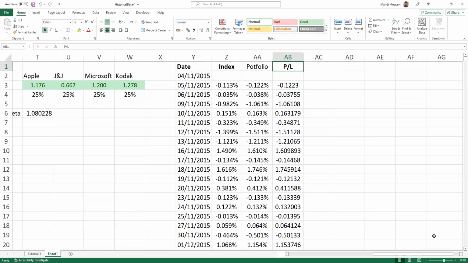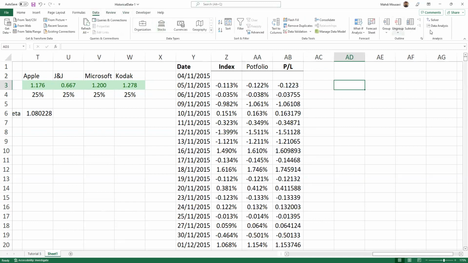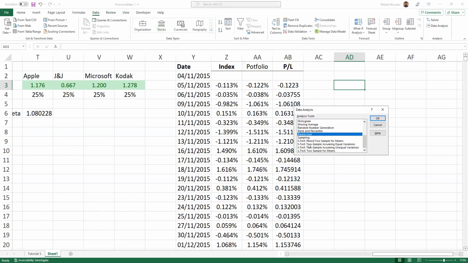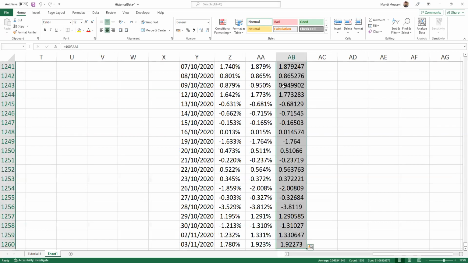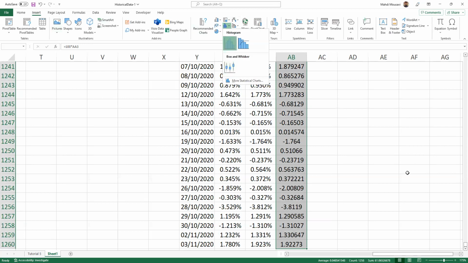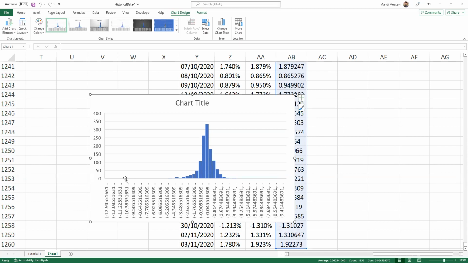Now, what we need to do is draw a frequency table. Let's go to the data again, data analysis. We have got a histogram. So by choosing all this series of daily profit and loss, we can go insert a histogram. So we have got a histogram of this profit and loss. And as you see, it's close to normal distribution.